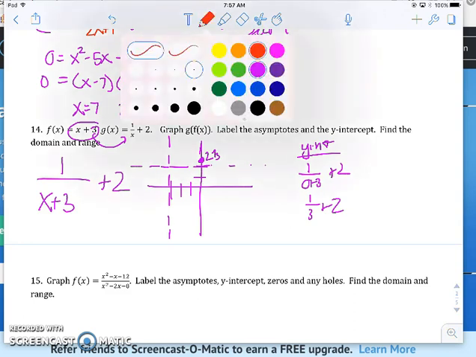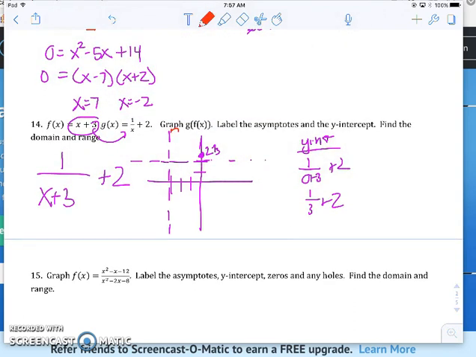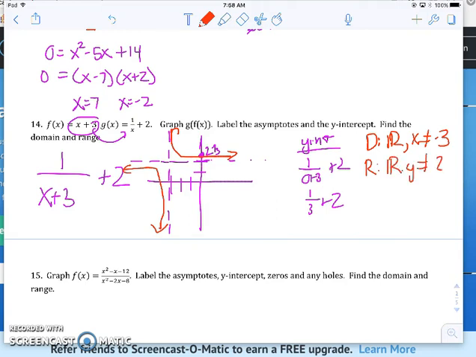So that means our swoop must be here and here. So our domain, all reals, but x cannot be negative 3. And our range, all reals, except y cannot be 2.